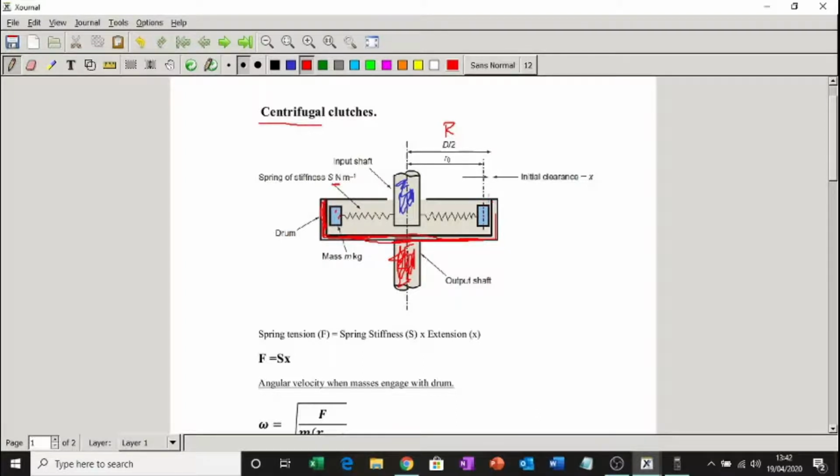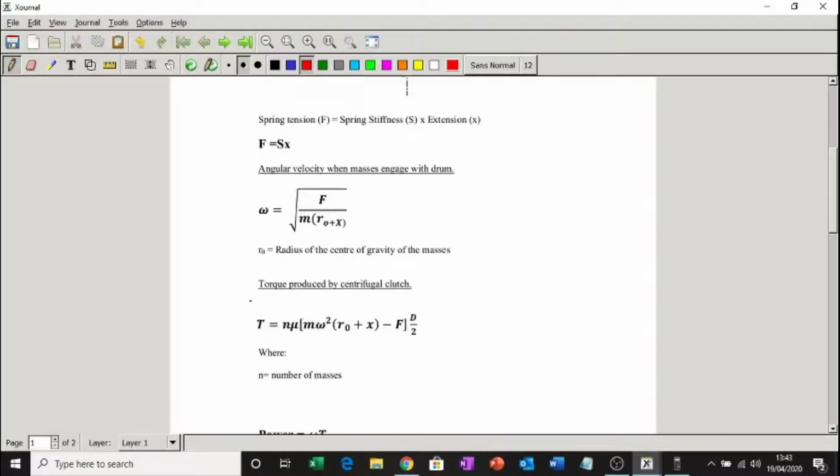So we don't really need to know how big the mass is size-wise. R0 is going to be in meters or millimeters. X clearance is going to be in millimeters or meters. M is kilograms. Stiffness is newtons per meter, kilonewtons perhaps. So obviously this will engage at a certain RPM, so we can work out that RPM at which these masses will engage. Obviously the force to engage this, we need to work that out, because it's due to the spring stiffness and the clearance. And we can also work out the torque produced.